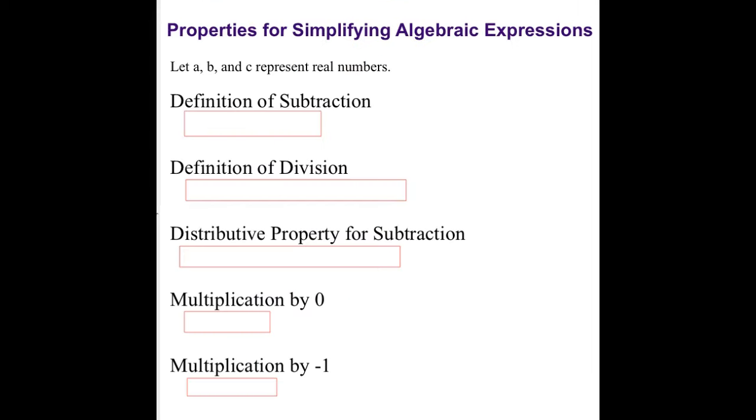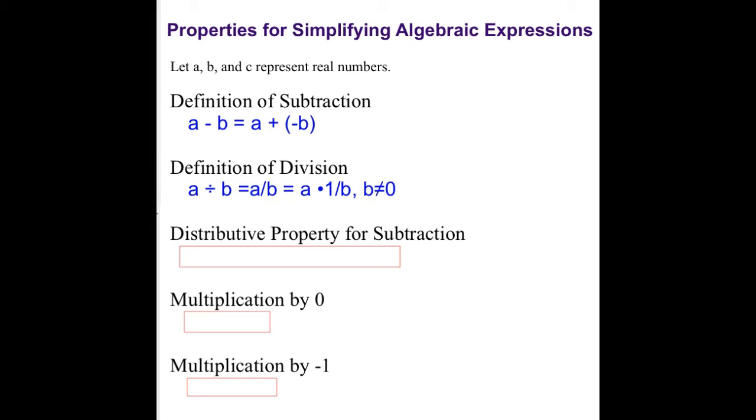We're going to move on to some properties for simplifying algebraic expressions. So the first one is that we actually do have to define subtraction. The definition of subtraction is that a minus b is the same as a plus a negative b, and we use that in algebra a lot to interchange stuff. Definition of division says that a divided by b is the same as a over b as a fraction, or it's the same as a times 1 over b. The one key is that b can never be 0. You can't divide by 0.